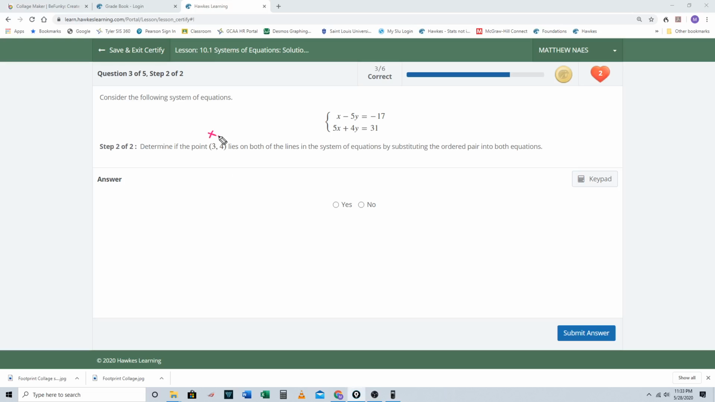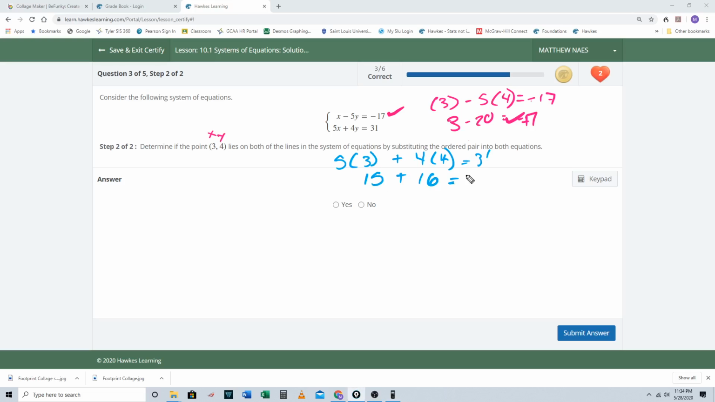So here we have, again, x and y. So x is 3 minus 5 times 4 equals negative 17. That's going to give you 3 minus 20 equals negative 17, which is true. So we're good here. Top one's good. You have to make sure it works for both, though. All right. So we have 5 times 3 plus 4 times 4 equals 31. 5 times 3 is 15, plus 16 does give you 31. We're good. It works for both, so the answer is yes.